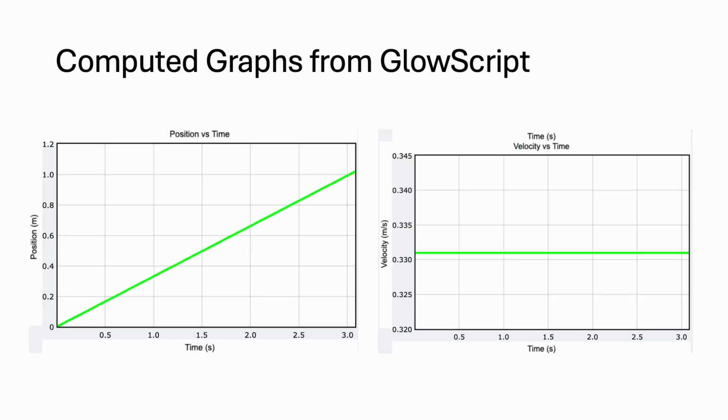And as you can see here, these are the two graphs that GlowScript computed, representing the position versus time and the velocity versus time. As you can see, they both go to a little bit over 3 seconds, which was how long the video was for the observed object.